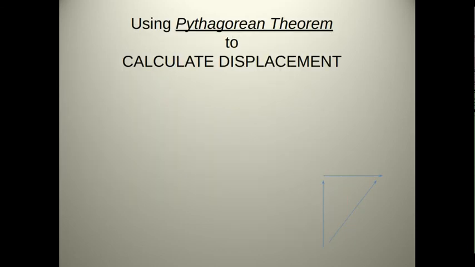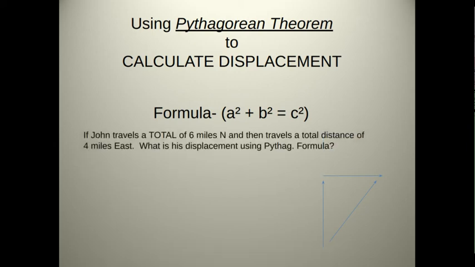Now, to calculate displacement, yes, we are going to use a mathematical formula, something we're not used to seeing in science. You say, oh, well, it's only used in math. Well, here's why we use it. We're going to use the Pythagorean theorem to calculate that displacement. Remember, displacement is that distance in a straight line from your starting point to your finishing point. So if you recall from math, you may have seen the formula a squared plus b squared equals c squared. That's Pythagorean's theorem. Well, we're going to use this formula to calculate our own displacement.